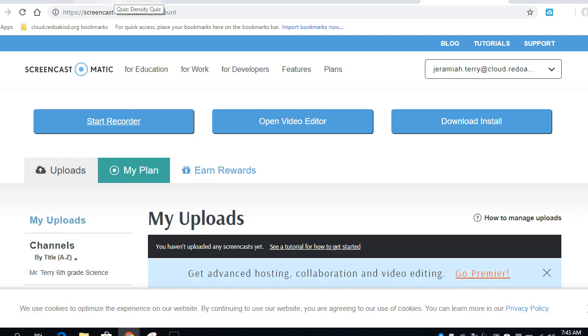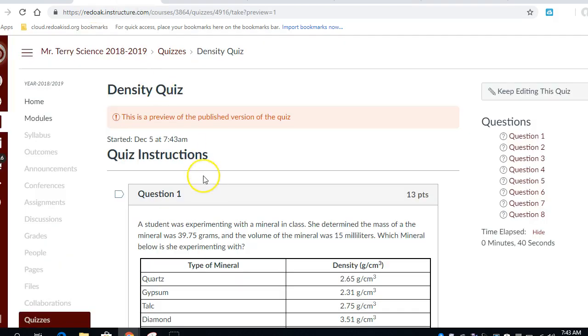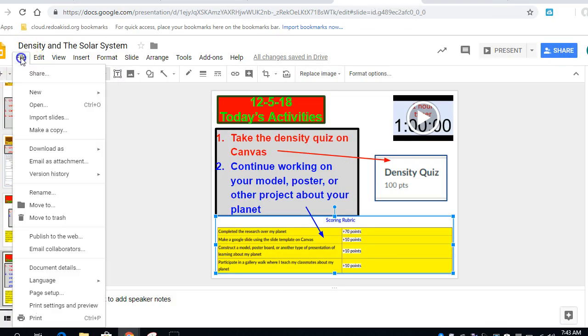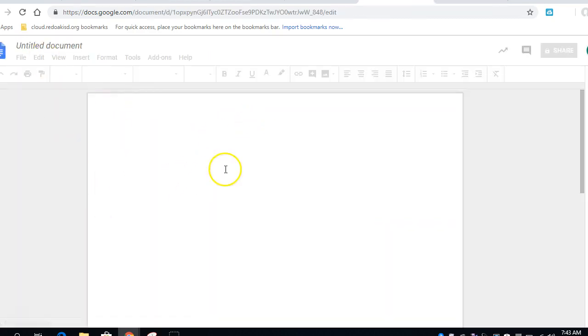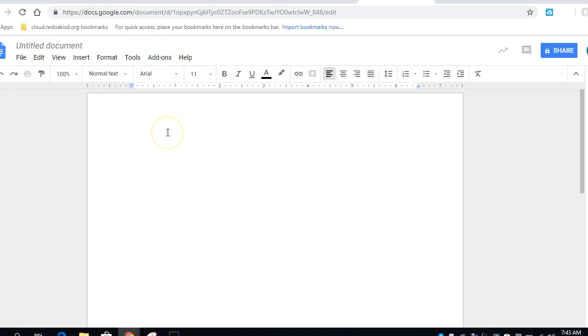You are about to take your density quiz. Let's begin. You will need your journal. Remember, please, please, please remember that when you are doing a density problem, you will not know what density is.